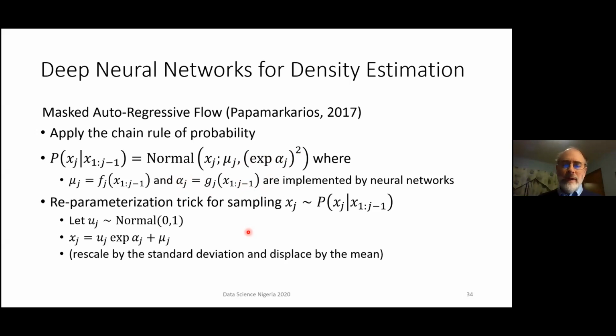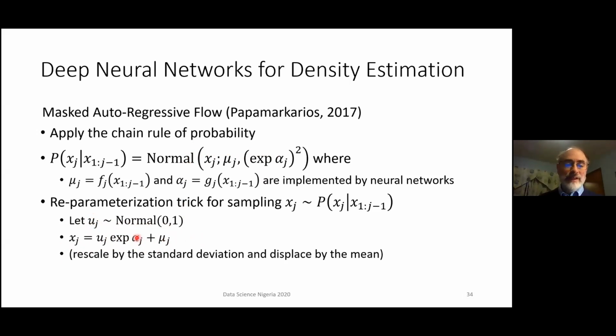It's been known for a long time that if you want to sample from a Gaussian distribution or any complex distribution, you can always start by sampling from a standard normal distribution and then transform that sample. In particular, if you sample uj from a normal distribution and then multiply it by the standard deviation, and then offset it by the mean, you get a sample from this distribution, right? This is known as a reparameterization trick.